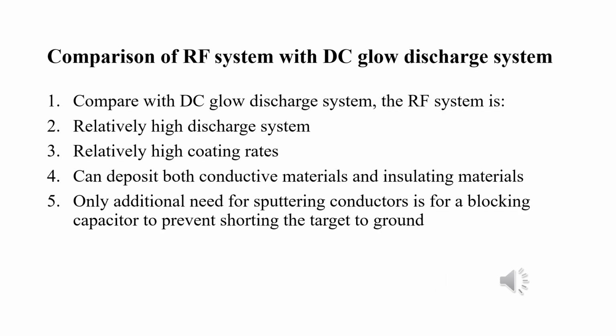We'll discuss the comparison of the RF system with the DC glow discharge system. Compared with the DC glow discharge system, the RF system has a relatively high coating rate and can deposit both conductive material and insulating material. The only additional need for sputtering conductors is a blocking capacitor to prevent shorting the target to ground.